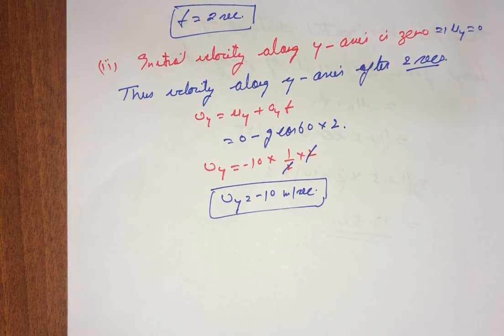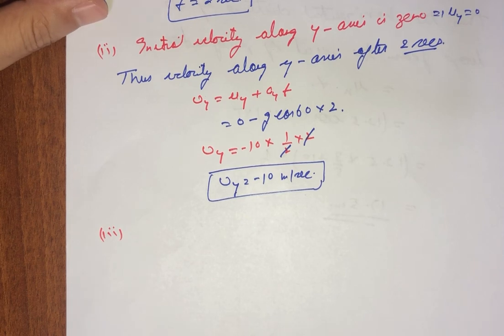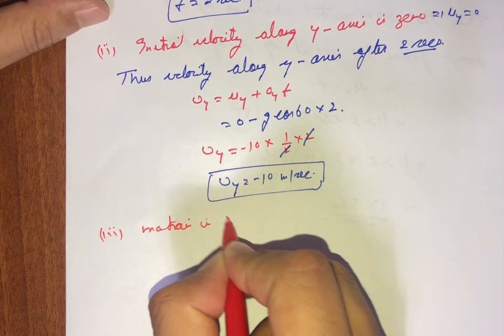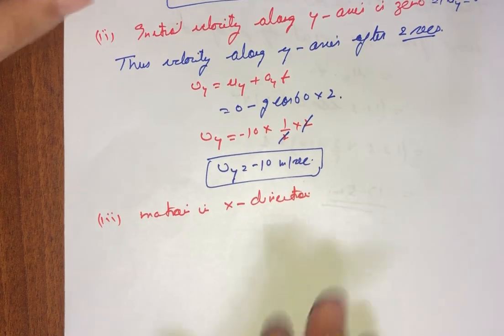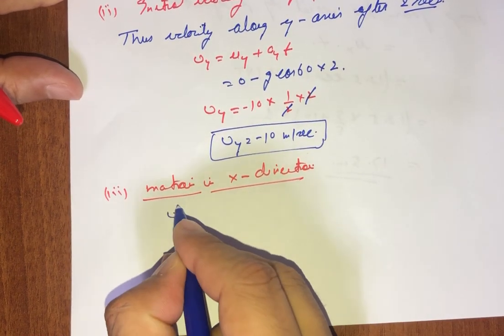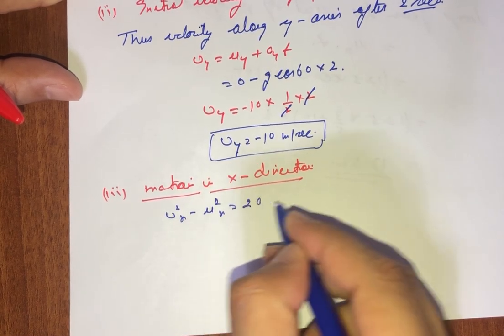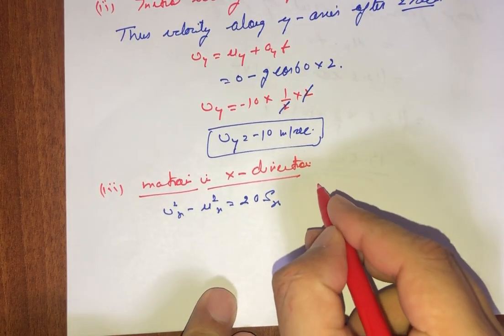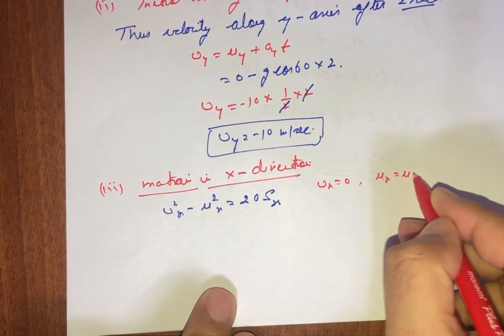Now we are going to find out the third part. For the third part, we consider the motion in x direction. We can say that v square x minus u square x is equal to 2a s of x, and we already know that v of x is equal to 0. U of x is nothing but that u, that is 10 root 3.